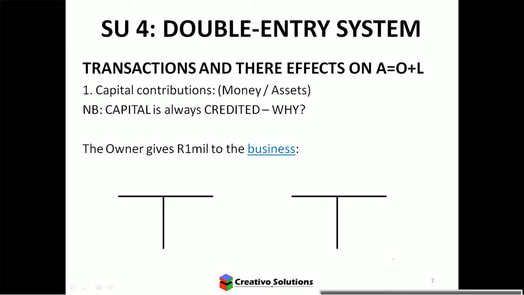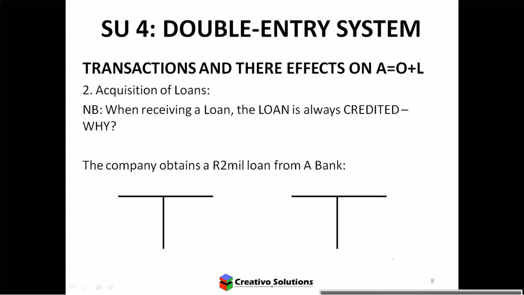Okay, the scenario here: the owner gives $1 million to the business. What are you thinking about? Capital. Correct. So debit what, credit what? Capital increases. Capital still increases on the credit side. And what's the other account? Bank. Correct. Okay. And bank is an asset, so it increases. Correct. Both increasing. Yes. Right. Next one. Loan. Number 2.